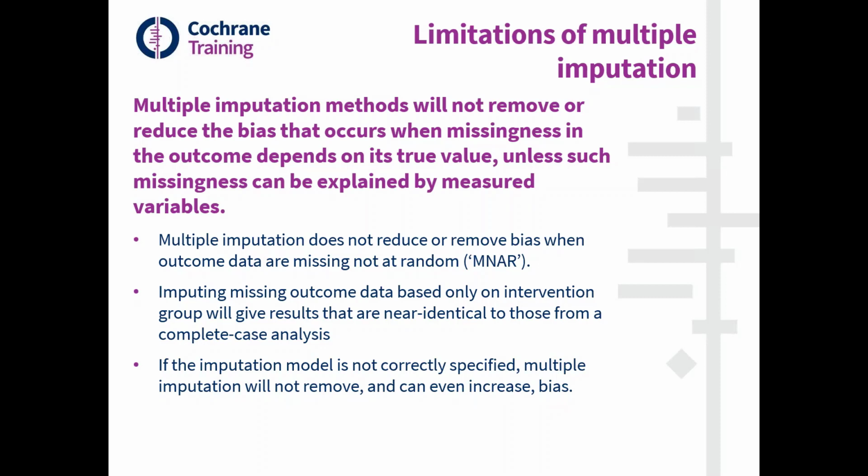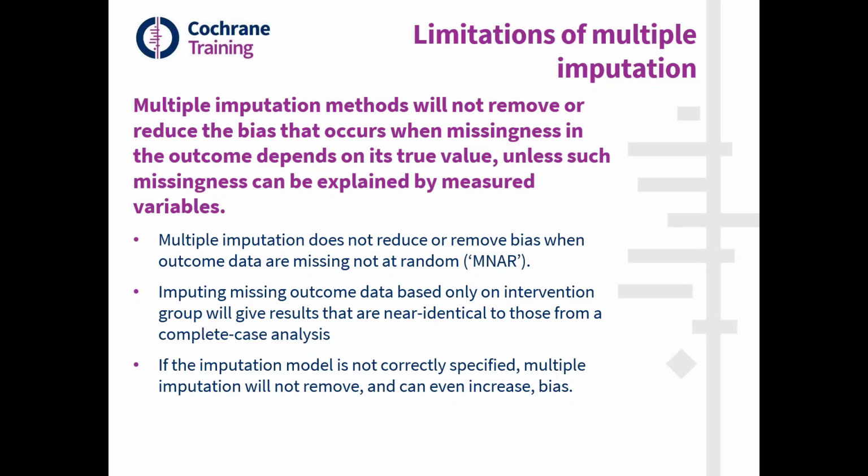In fact, multiple imputation requires the assumption that missing data are missing at random, in the terminology introduced by Rubin, which broadly speaking means that we could predict the missing values based on variables that we measured. In fact, imputing missing outcome data based only on the intervention group simply changes nothing. It will give results that are near identical to those from a complete case analysis. And if you think about it, it's obvious that it should do that.